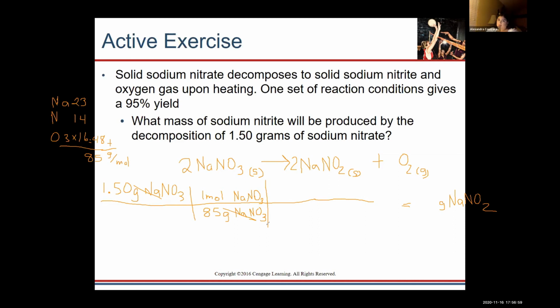1 mole sodium nitrate on the bottom. Why 1 mole? Isn't there 2? It's gonna be 2 moles of sodium nitrate and 2 moles of sodium nitrite. I forgot about the numbers that we had in the front. Yeah, you gotta remember those numbers. It just happened to work out well for you here.